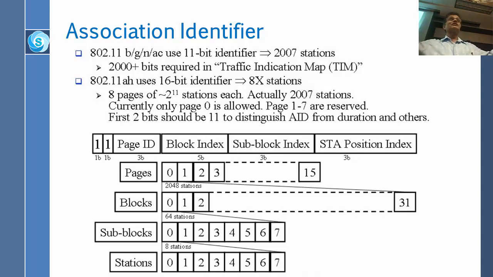If you treated all 8,000 as the same, you would need 8,000 bits in the beacon to tell whose turn is what, right? Whose packets are waiting. So they said we cannot do that, and we will just do it for 2,000, which was originally in the other 802.11 standard. So they broke it into 8 pages.